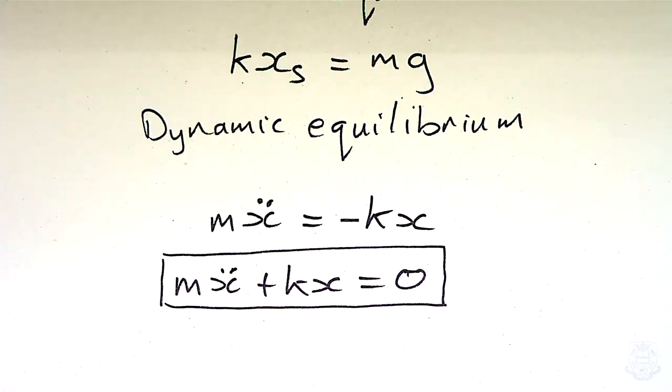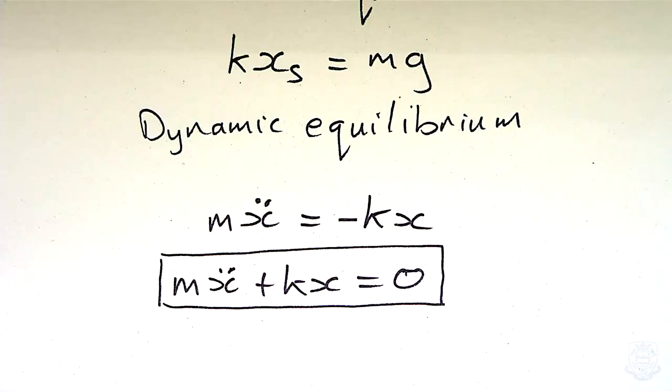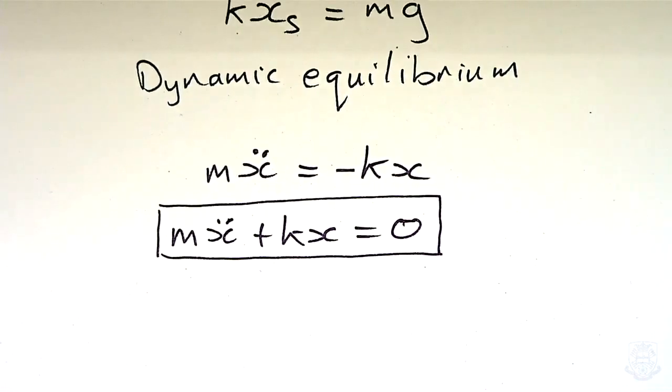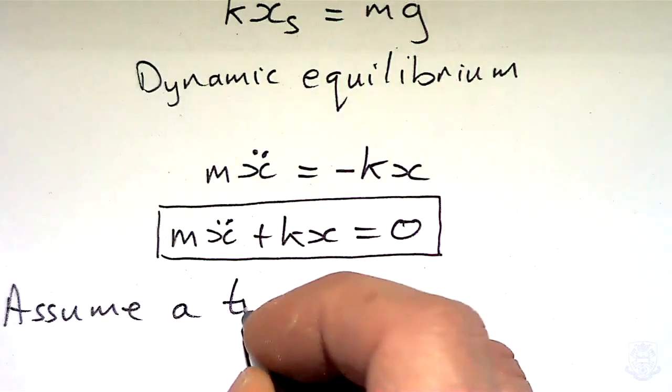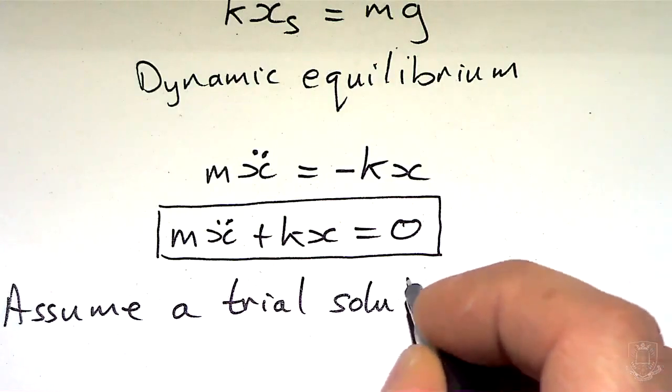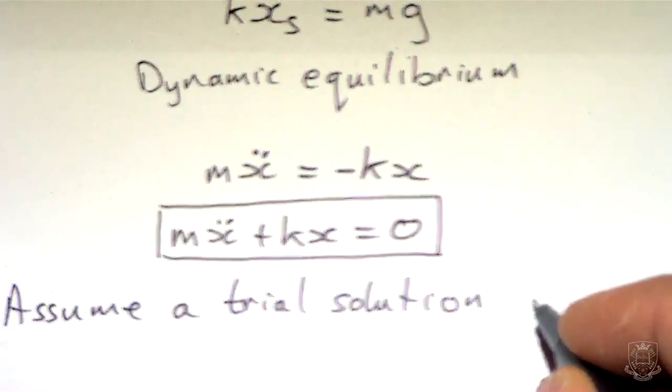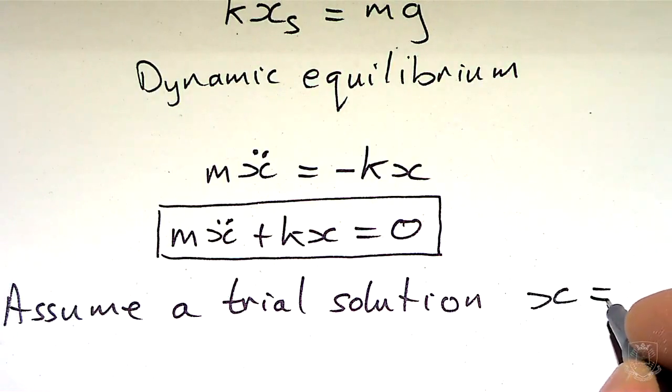But for now, if we just take this as the equation that governs the vibrations or oscillations of this mass spring system, what we're going to do is try and substitute or guess a solution, and see if we can solve this second order differential equation in terms of x. So we're going to assume a trial solution. And our trial solution is going to be x equals a constant c times e to the s t.